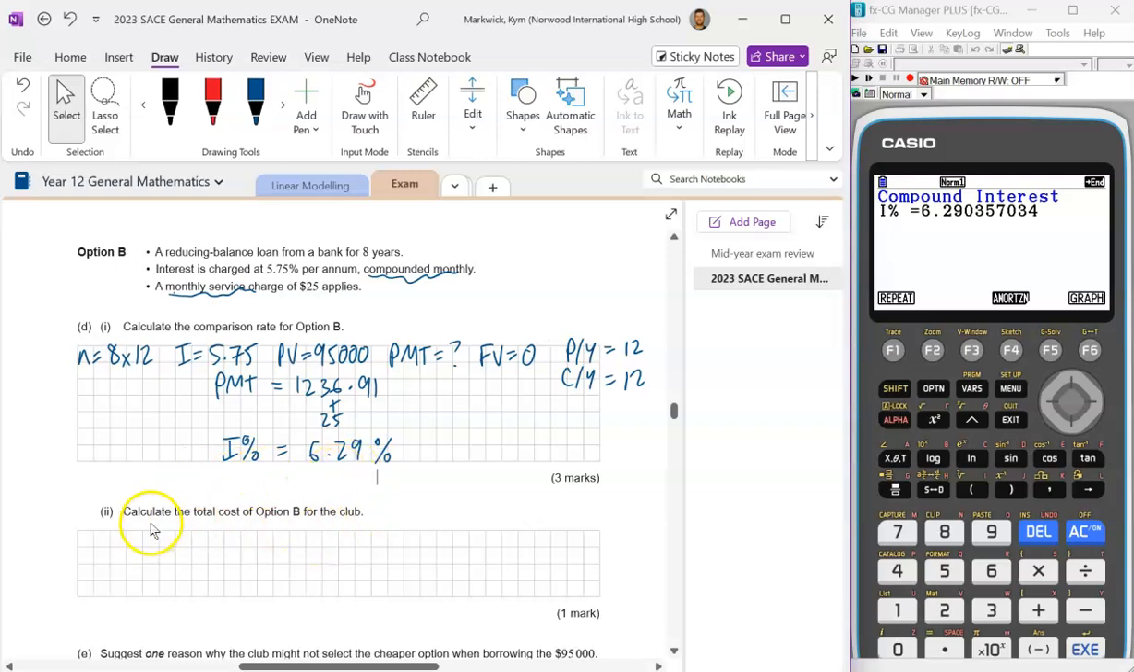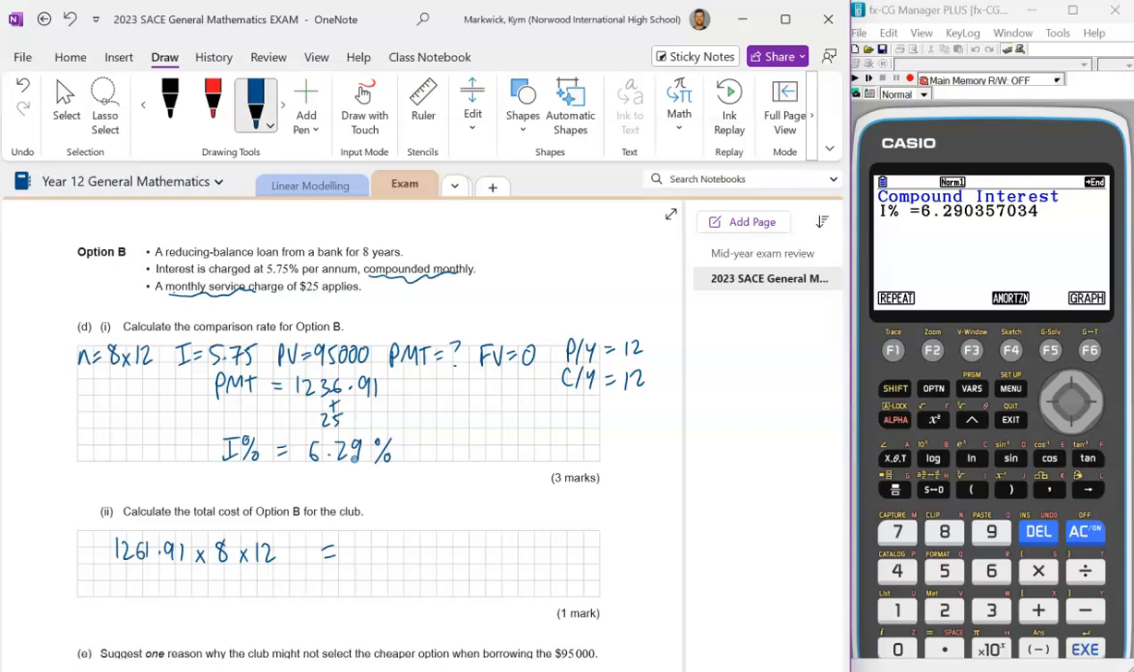The next part here says to calculate the total cost for option B for the club. So here they are paying that $1,261.91. So it's the monthly repayment we calculated plus the service fee, and they are paying that every year, so 8 years, every month.